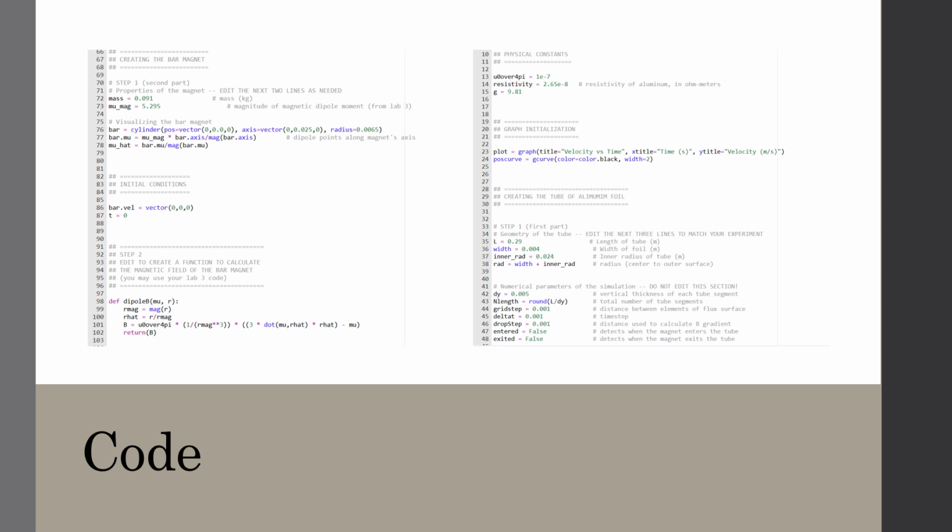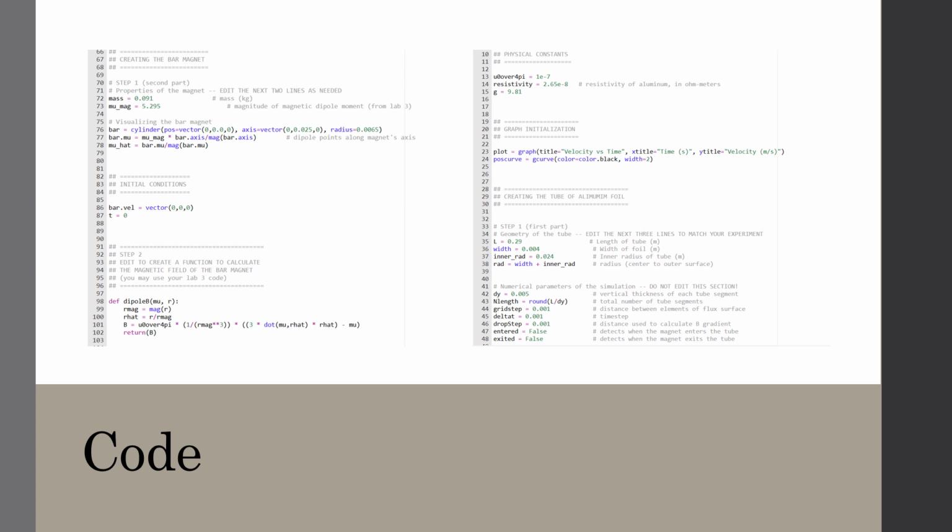So here's the code that was involved. On the right side we have the physical constants, so the resistivity, the g value, the length of the tube, the width that we estimated, inner radius, and then the rest of the given values. On the left side, that's where we filled in the mass and the mu that I showed on the last slide, and then the initial condition at t equals 0 and the velocity being 0, obviously.